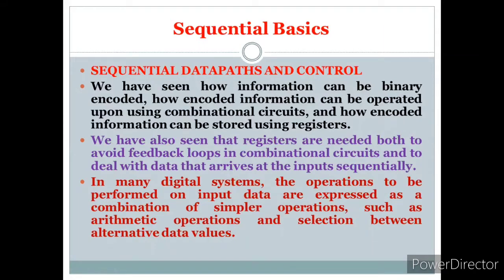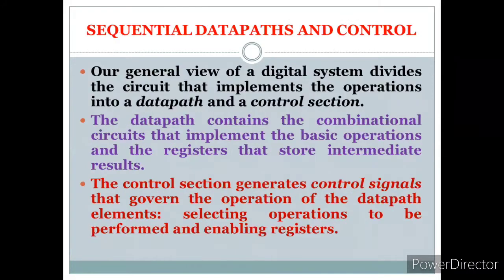The second thing is that in many digital systems, the operations to be performed on inputs are expressed as a combination of simpler operations such as arithmetic operations and selection between alternative data values. Some examples we are going to see today are arithmetic operations, how the data is transferred from the input to the output, and which control signals are controlling the operations.